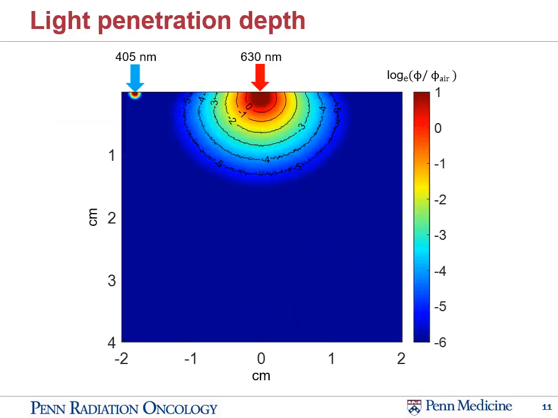Here is another figure with both 405 nanometer and 630 nanometer light overlaid on a single plot, just to show you how differently light penetrates at different wavelengths. In this figure, both the x and y axes are in centimeter. Generally, red light can penetrate much deeper into the tissue as it is less absorbed by the hemoglobin. Blue light, on the other hand, does not penetrate deep into tissue, less than a millimeter, due to the extremely high absorption by the blood.